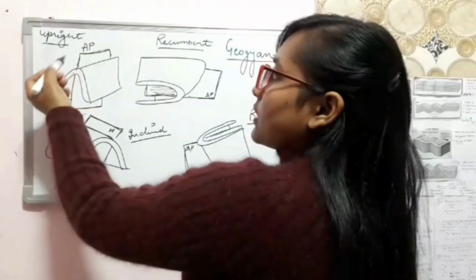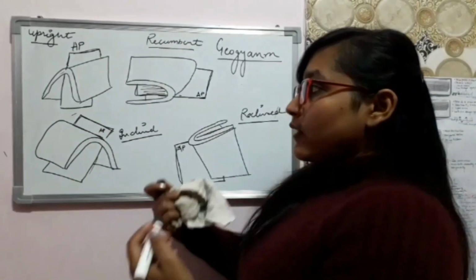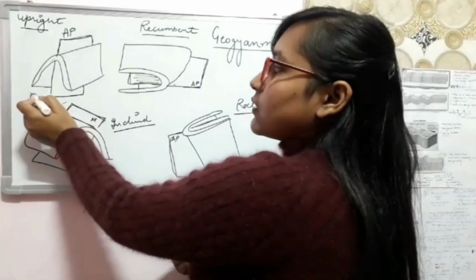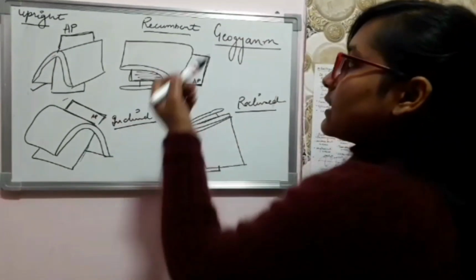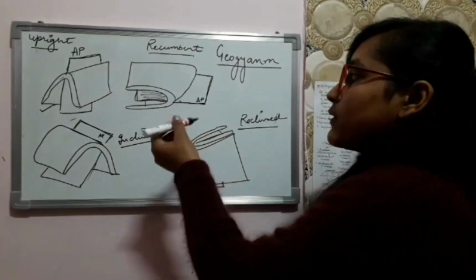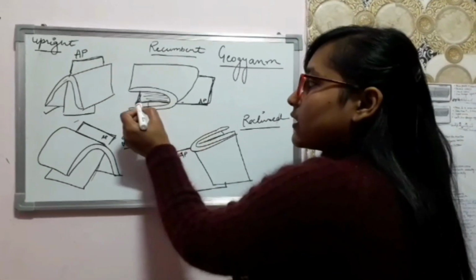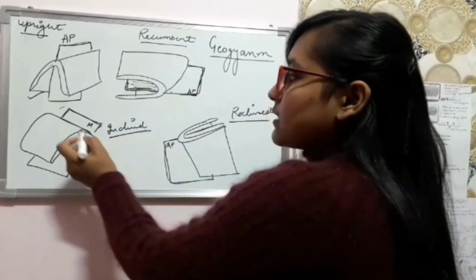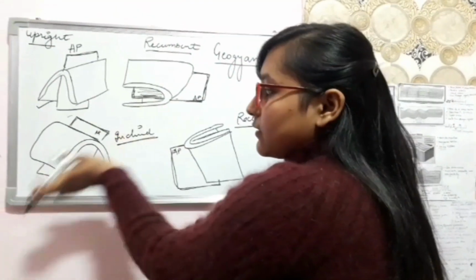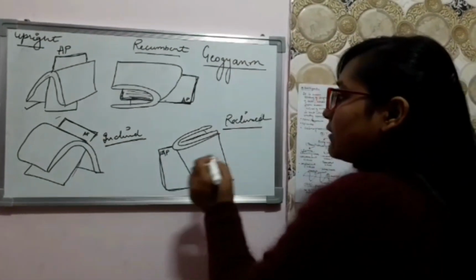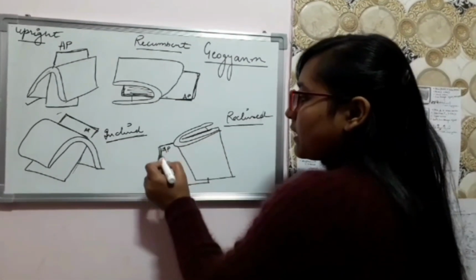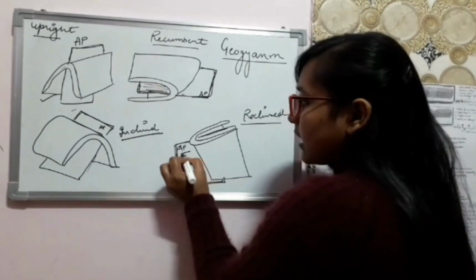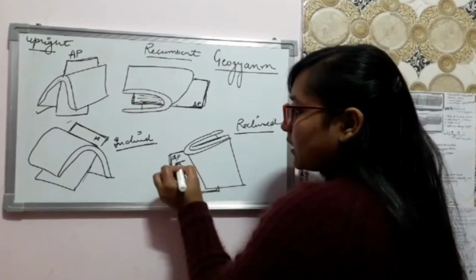So in the upright fold, as I have told, it will have a vertical axial plane. So you can see that the axial plane is vertical. So this is for the upright fold. In the recumbent, I have told you its axial plane will be horizontal. So it is horizontal. And for the inclined fold, the axial plane is inclined in this direction. Okay. And for the reclined fold, the axial plane is dipping, or if you can consider this as strike and this as the dip of the axial plane.